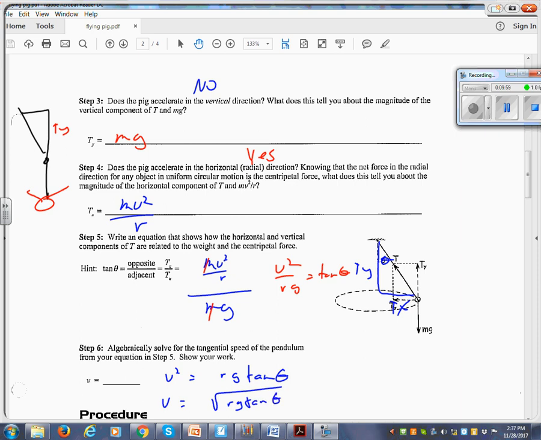Won't you guys laugh if that's actually his name in the new movie? Everybody good? Yeah. V equals square root RG tan theta.